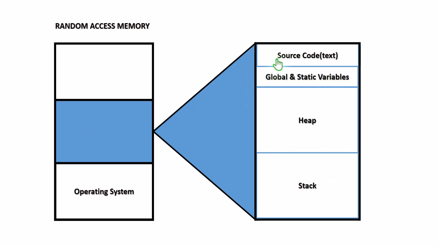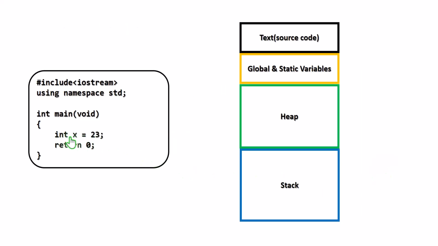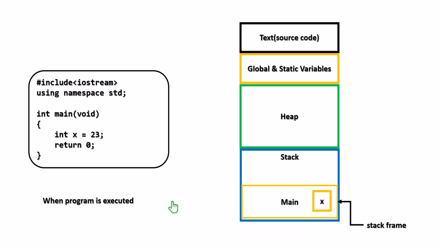The source code will be allocated at the top of this particular address space. Then we have a special section where static and global variables are stored. And then we have heap and then stack. Now, if I declare a variable called x of type int, and I assign the value 23, what happens is that the main function is called, right? The program always begins execution from the main function, and all local variables declared within the main function will also be allocated on this stack frame.